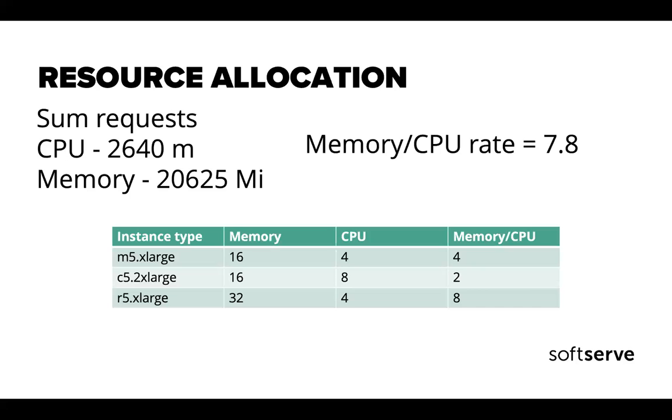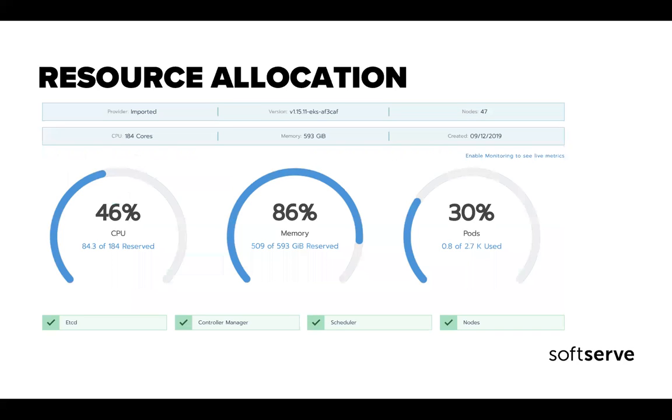And here is the number of requests that are required for the entire environment. It is almost 3 cores of CPU and 21 gigs of memory. So it almost fits an entire R5.xlarge instance. But when you choose an inappropriate instance type, you can have the following situation where you have plenty of CPU but you don't have memory. You can see that memory utilization is almost 2 times bigger than CPU utilization.